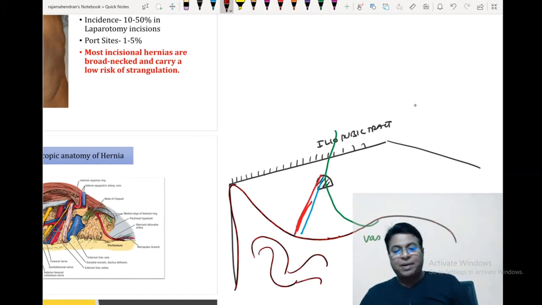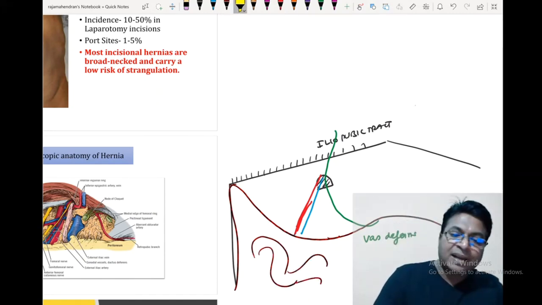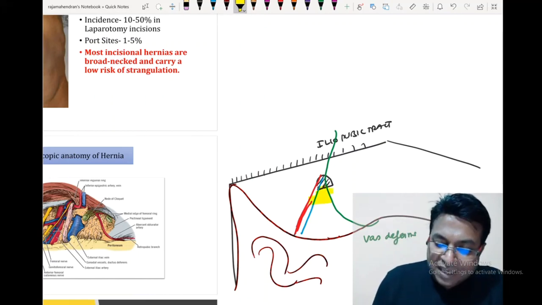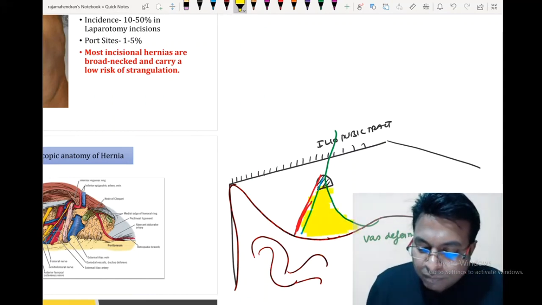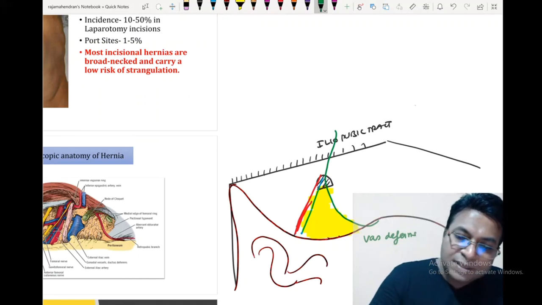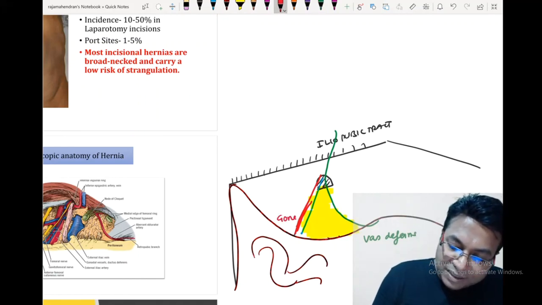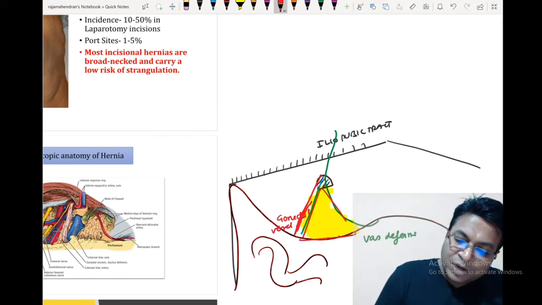So now the anatomy of the triangle of pain and triangle of doom is over. See, there is a triangle here bounded by vas deferens and gonadal vessels. This is known as the triangle of doom.